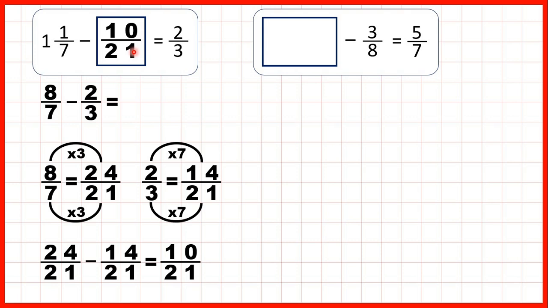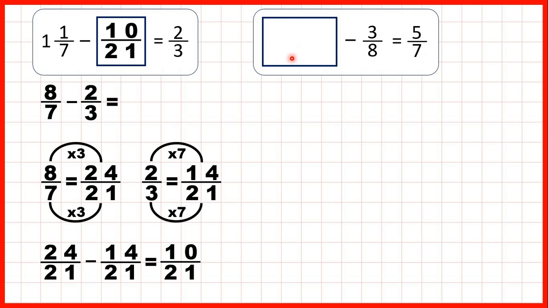And that makes sense, because 1 and 1/7 is the same as 8/7 or 24 over 21, and 2/3 is the same as 14 over 21. So if we have 24 over 21 and take away 10 over 21, we get 14 over 21 as our answer. Now we have something minus 3/8 equals 5/7.